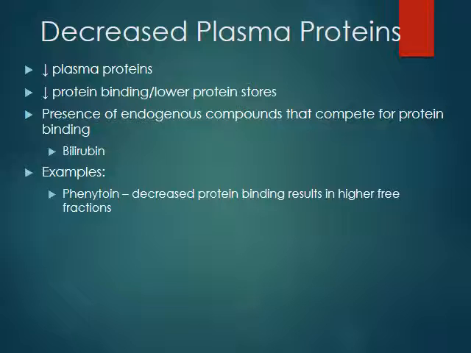So bilirubin is typically higher in neonates than you would see in older patients. And so because of that, anything that would displace the bilirubin off of the proteins in the blood can lead to jaundice. And so that's where certain drug interactions will come from, is by this drug binding to the plasma proteins.